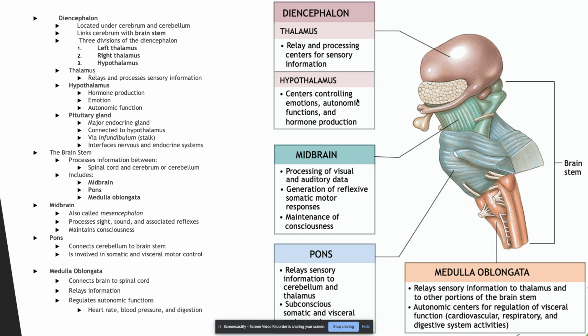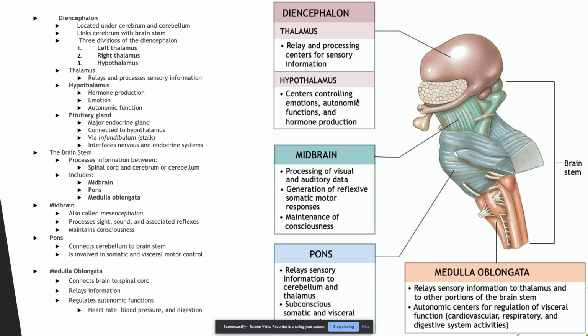Other major anatomical regions of the brain can be best examined after the cerebral and cerebellar hemispheres have been removed. The walls of the diencephalon are composed of the left thalamus and the right thalamus, and each thalamus contains relay and processing centers for sensory information. The hypothalamus is the floor of the diencephalon and contains centers involved with emotions, autonomic function, and hormone production. The infundibulum, a narrow stalk, connects the hypothalamus to the pituitary gland, part of the endocrine system. The hypothalamus and the pituitary gland integrate the nervous and the endocrine systems, and the diencephalon is a structural and functional link between the cerebral hemispheres and the brainstem.